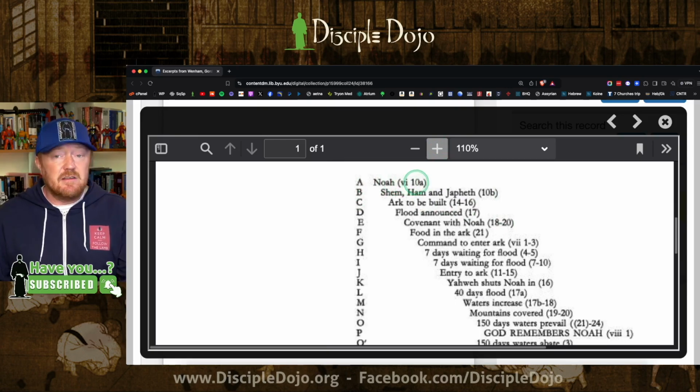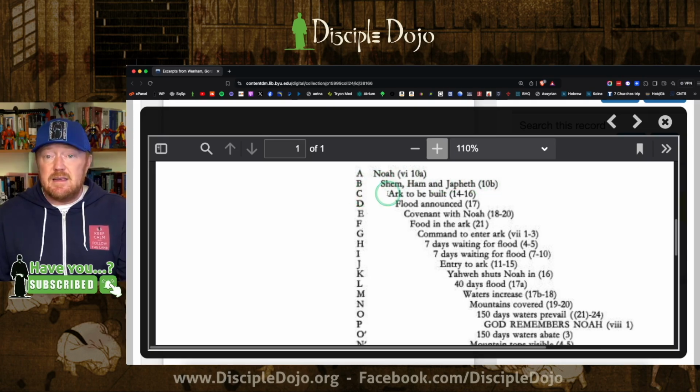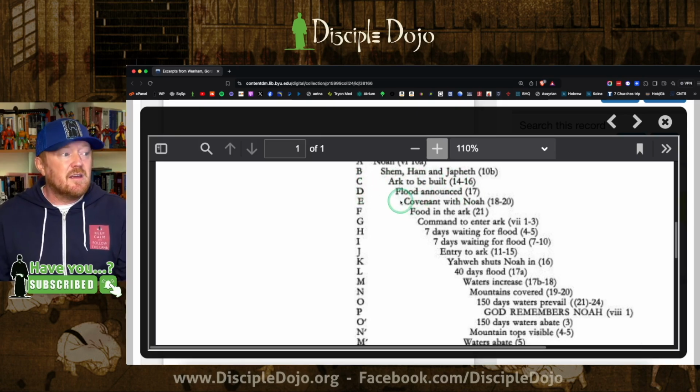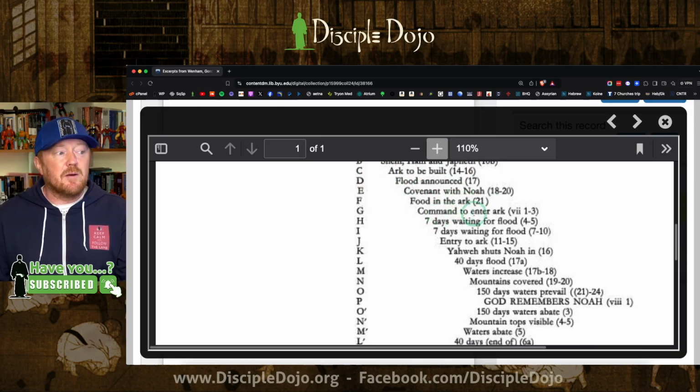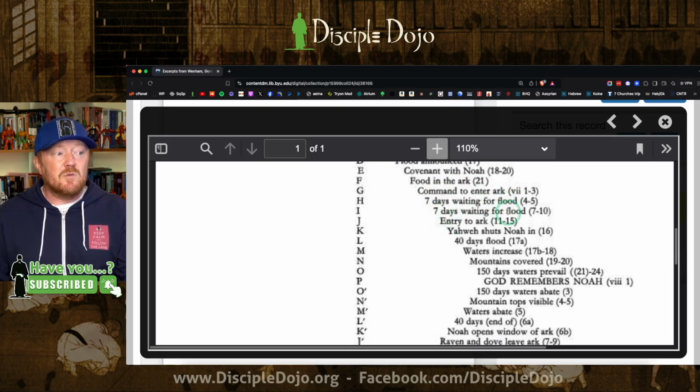That's chapter 6, verse 10a. Then it moves to point B, Shem, Ham, and Japheth. That's 10b. Then point C, the ark is to be built. Then in point D, the flood is announced. Then there's a covenant with Noah, then food in the ark, then the command to enter the ark, then 7 days waiting for flood, 7 days waiting for flood, entry to the ark.